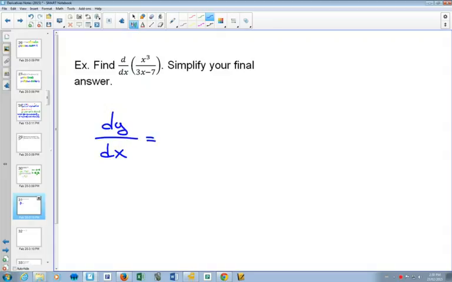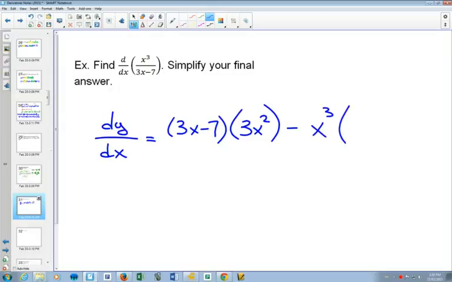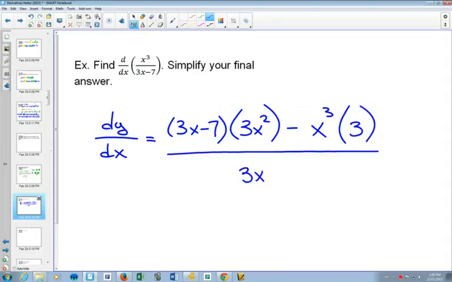So we're going to keep the bottom one and then multiply by the derivative of the top one, minus, keep the top one, and multiply by the derivative of the bottom one, all over the bottom one squared. So for most times, this would be fine. This is what you would have as a final answer.